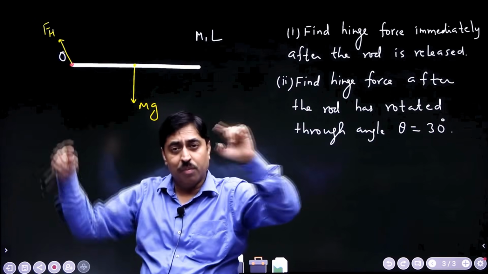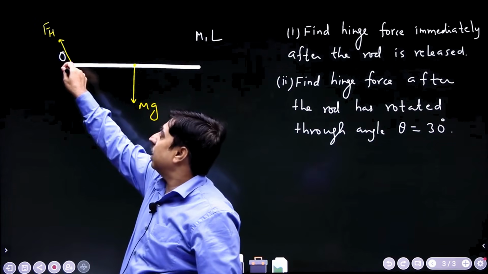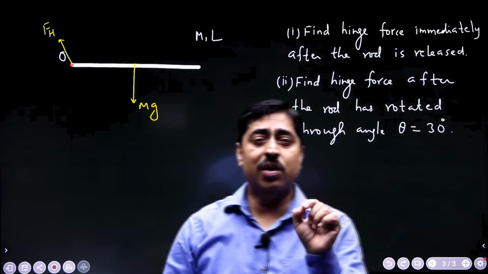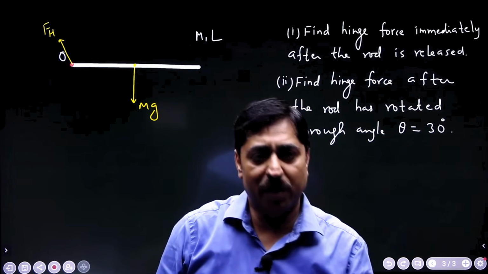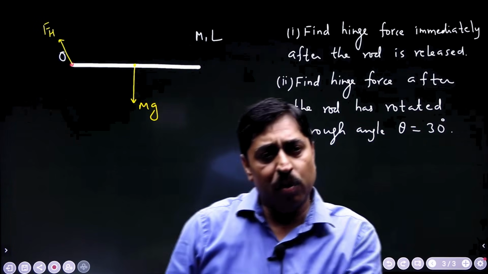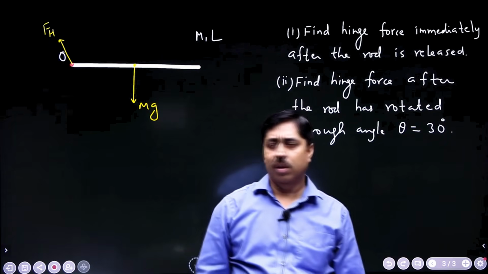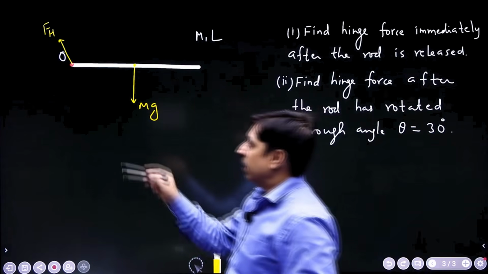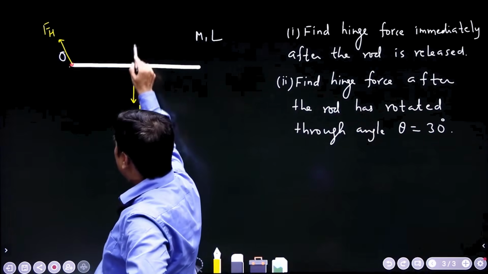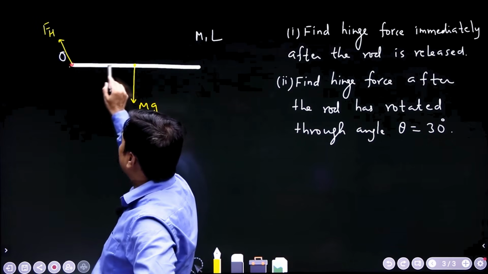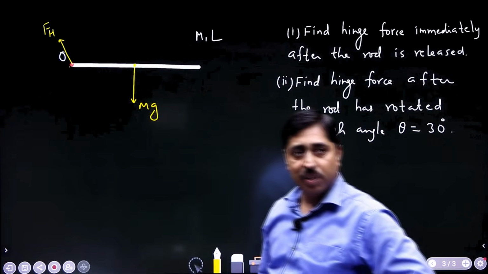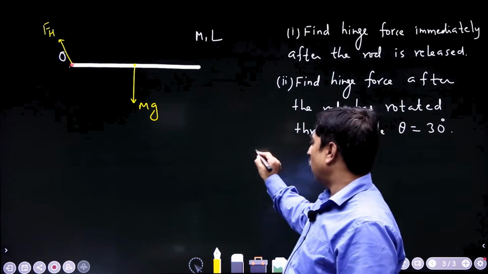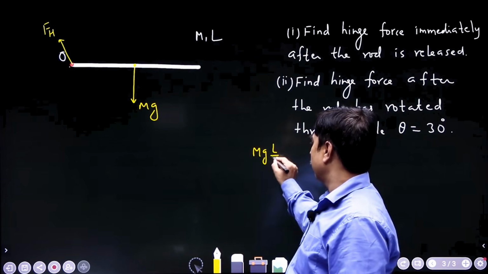Mg is the another force, but look at the situation. If I consider torque of all the forces about point O, then hinge force is not relevant. Hinge force is not going to produce any torque on the rod about point O. It is the mg force that is going to have some torque about point O. Obviously, if this length is L by 2, mg force mg, its perpendicular distance from point O is L by 2. So, the torque is mg L by 2. So, immediately after you release the rod about point O, the torque on the rod is mg into L by 2. This is the torque.